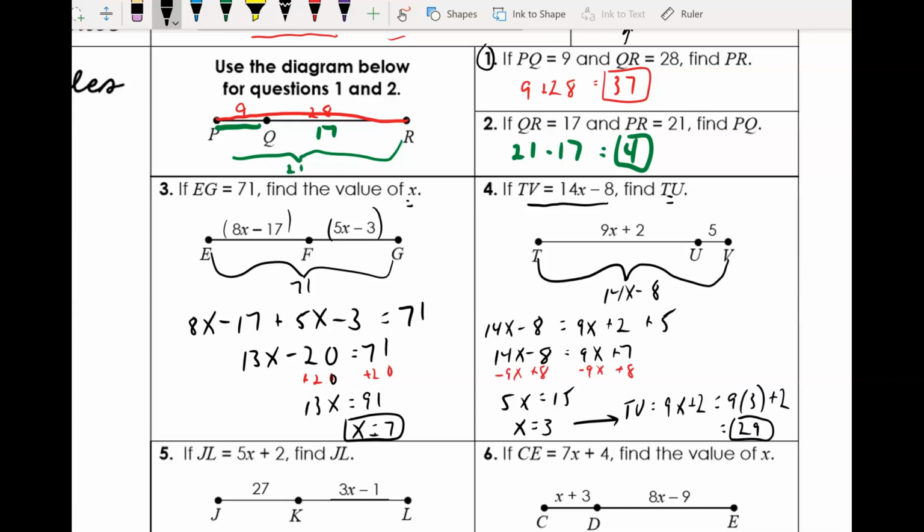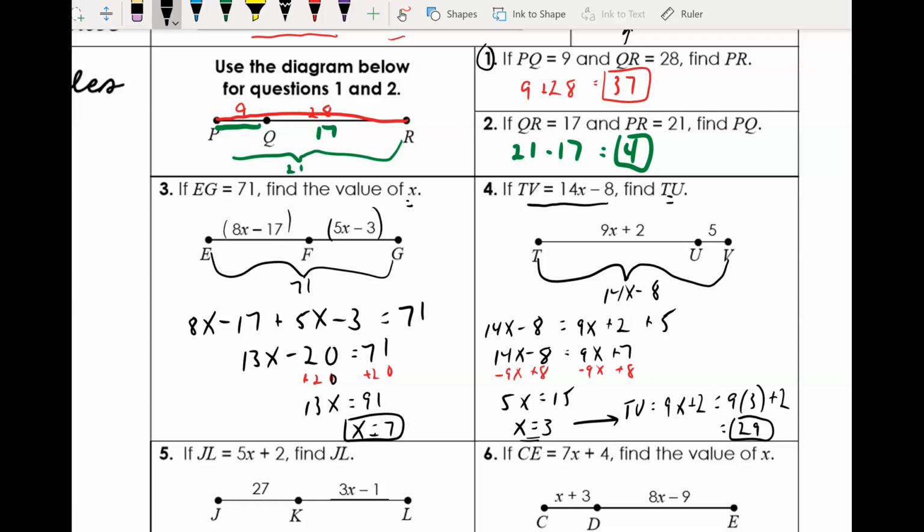Okay, so there you go. 29. How'd you guys do? All right, first thing, if you got 29 wrong, check to see if you got the x correct. Okay, if you didn't get x equals 3, then check your equation, because your algebra is probably pretty solid. You could have made an algebraic mistake, but I would check the equation.